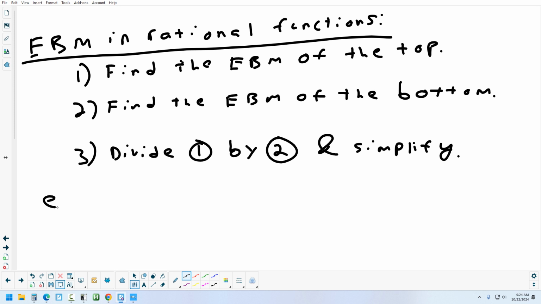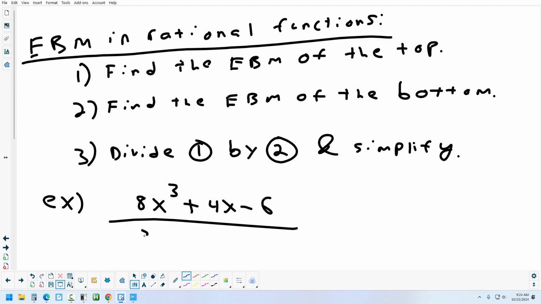Okay, let's look at an example. Say we had 8x cubed plus 4x minus 6 over 3x to the fourth minus 5x squared plus 2x minus 12. Okay, so let's start with the top. What is the EBM, or what is the term that basically is going to predict what the top is going to look like? So what's the term in the top that's going to predict what it looks like? 8x to the third.